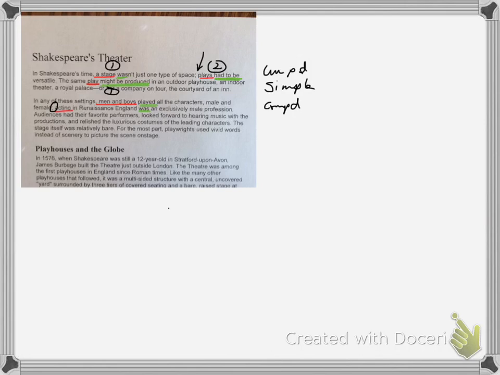Let's continue on. You try to mark the rest of the paragraph and come back, and we'll talk about that after you've tried to identify it. Okay, let's look at the rest of it together. We have audiences had their favorite performers, looked forward to hearing music with productions, and relished the luxurious costumes of the leading characters. First off, notice we have one subject and three verbs.